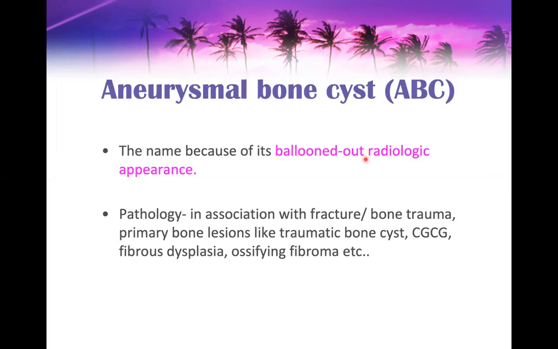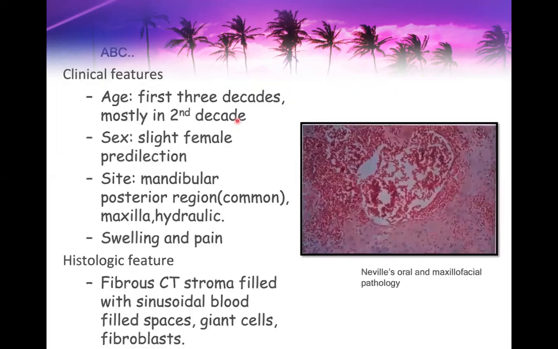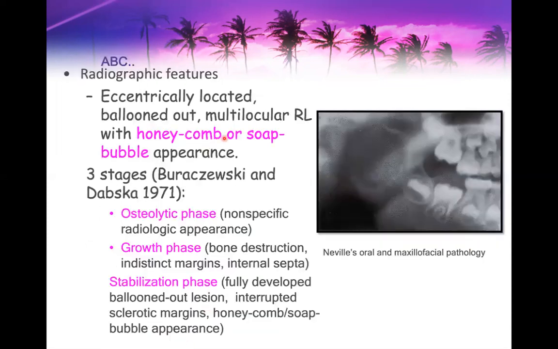Aneurysmal bone cyst: it is a ballooned out radiological appearance where trauma or fracture is considered to be the etiology. First 3 decades of life, female predilection, mandibular posterior region, giving a hydraulic appearance. And histopathologically, we can see multinucleated giant cells, fibroblasts, and blood-filled spaces. The typical radiological appearance is multilocular, that is honeycomb or soap bubble appearance. Also, it has got 3 phases as all other fibro-osseous lesions.